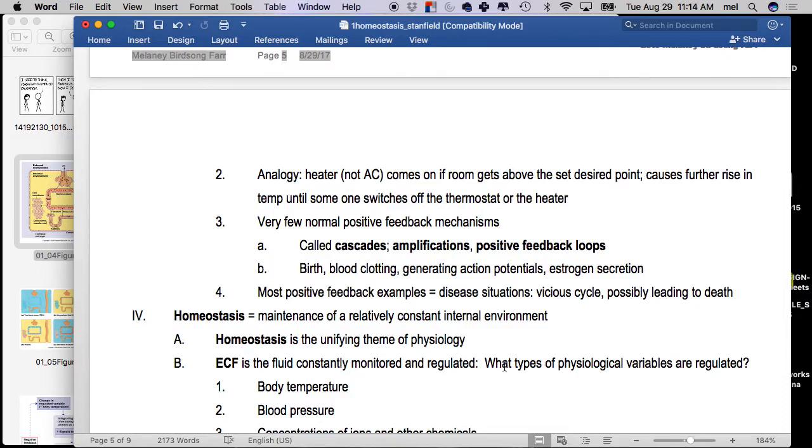Because you didn't want to be doing that all day, right? So that's a positive feedback situation in which it's healthy. It ends in an event. Blood clotting is another positive feedback situation.